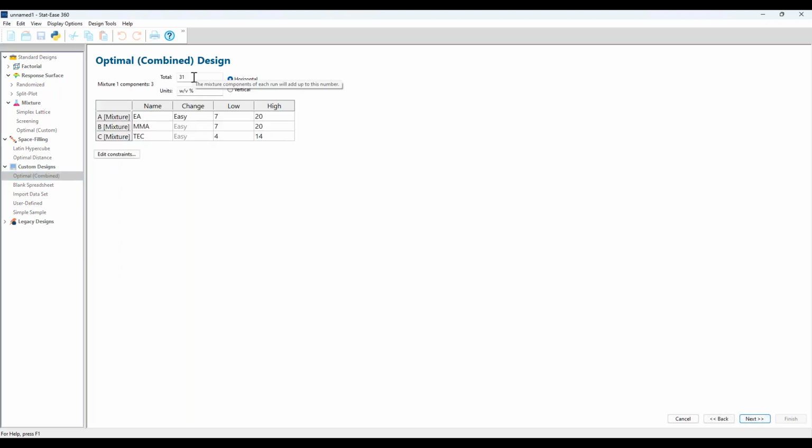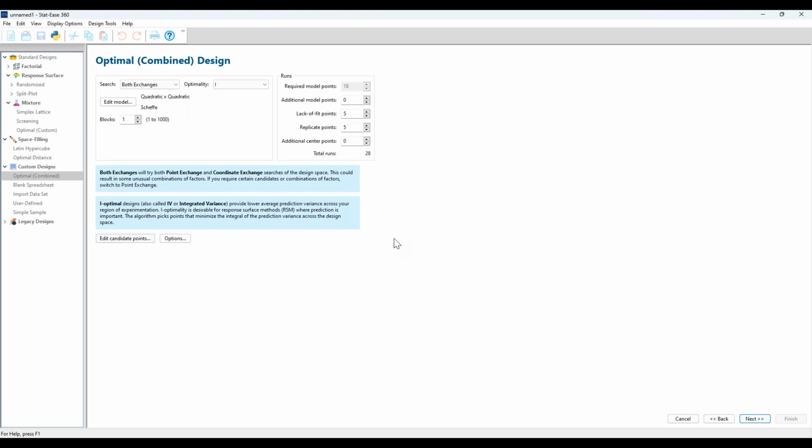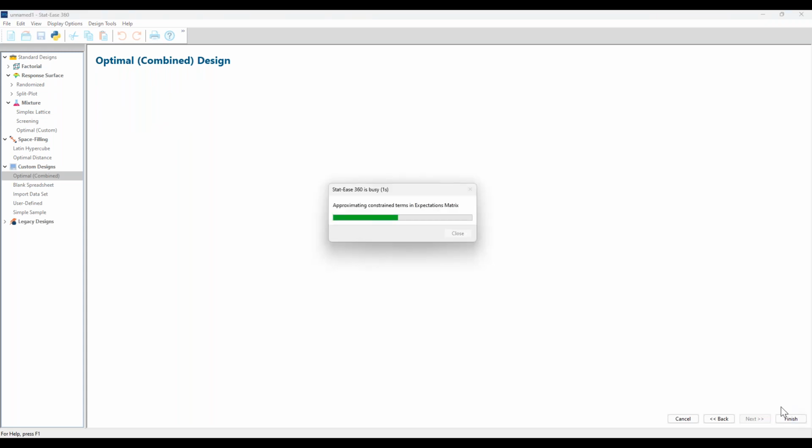I'll hit next. And here's the composition, the 31%. These are the ranges that we were given in the study, so we're happy with that. The numeric factor, the amount of coating used, well, that's going to range from 15 to 25, so we put that in. It's going to offer up a standard optimal design. An optimal design is where the computer is going to shop around for the best collection of data points to run to give us an effective study. So here we have a 28 run design by default, and we're just going to accept that for now. We have our 2 responses, dissolve 1 hour, dissolve 12 hours, and we'll finish the design.